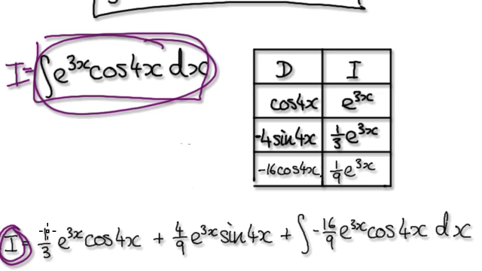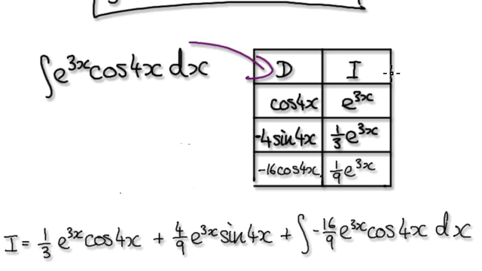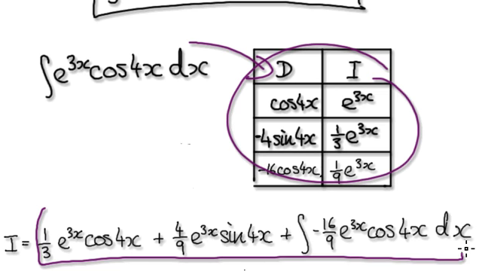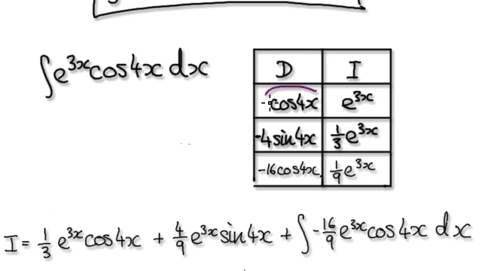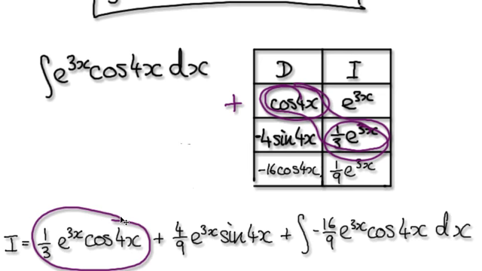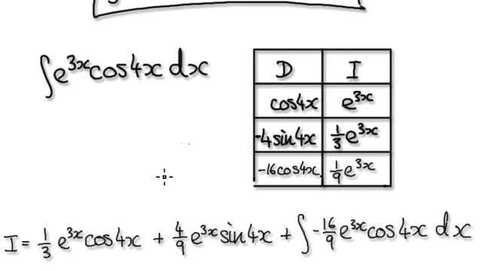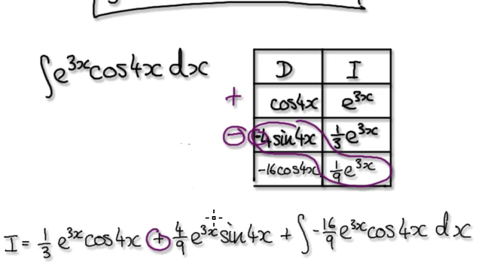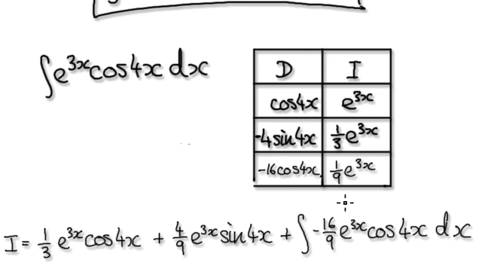So capital I equals, well, once you've created your table, then you can obtain this from the table. The first term will be this times this. Remember, this times this will then give you this. And then the second term will be a minus this times this. Because you've got a minus and a minus here, it will give you a positive. And that will give you this thing here.